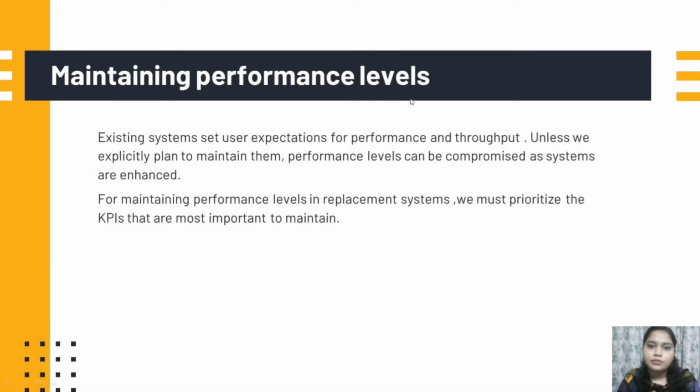Next, maintaining performance levels. Existing systems set user expectations for performance and throughput. Unless we explicitly plan to maintain them, performance levels can be compromised as systems are enhanced. If an enhanced system is not maintained perfectly, it can lead to a slower system, which may cause customer dissatisfaction. For maintaining performance levels in a replacement system, we must prioritize the KPIs that are most important to maintain.